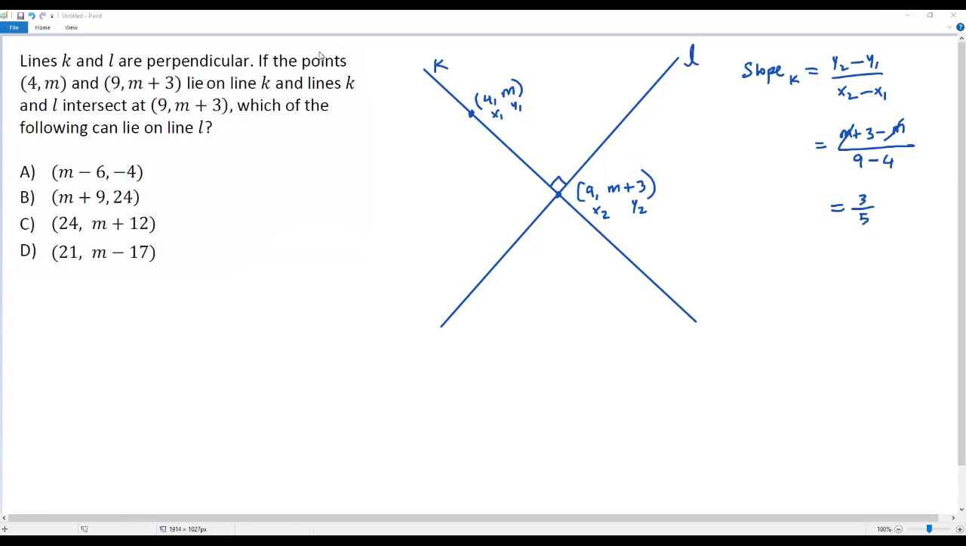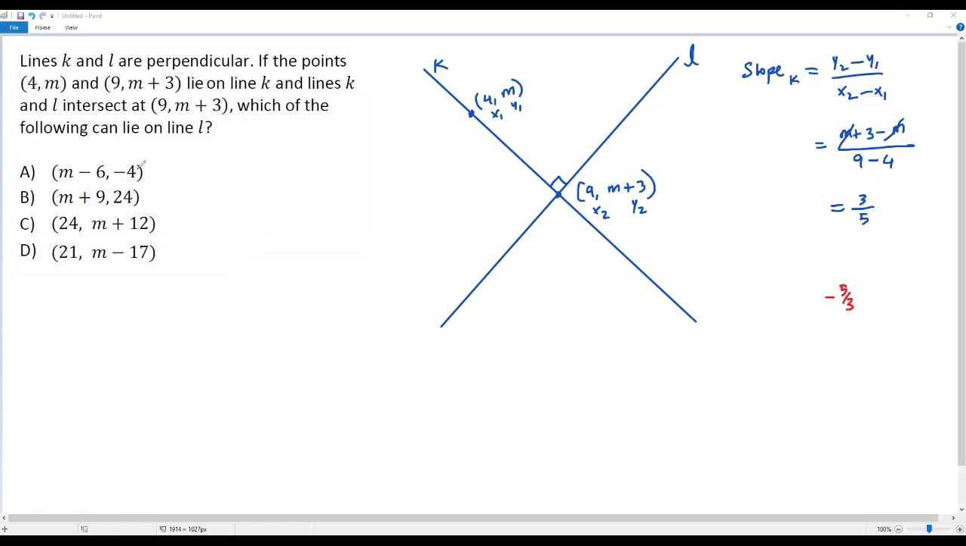Now I have to get the slope of line L using one of the points in the given answer choices and the point of intersection. Since the two lines are perpendicular, the slopes of the two lines will have different signs and will be reciprocals of each other. So already we have the slope of line K. Then what will be the slope of line L? The slope of line L will be negative because the slope of line K is positive, and it will be the reciprocal, that is -5/3.